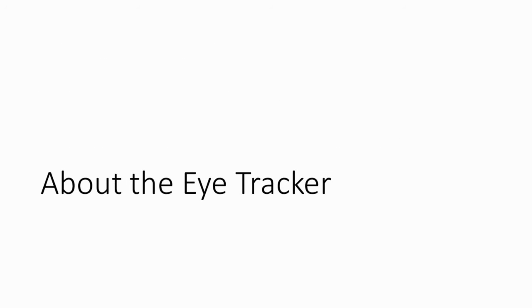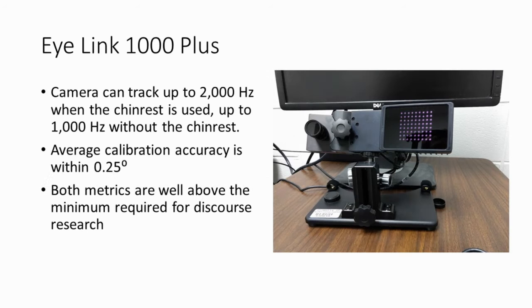So just more about the eye tracker now. It's an EyeLink 1000 Plus. The camera can track up to 2000 hertz when the chin rest is used, and up to 1000 hertz without the chin rest. And we are also getting an average calibration accuracy around 0.25 degrees. Both these metrics are well above the minimum required for discourse research.